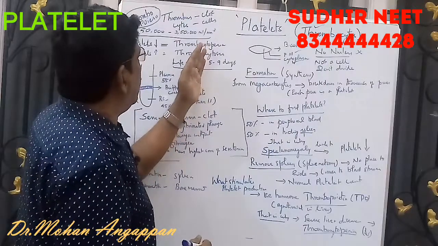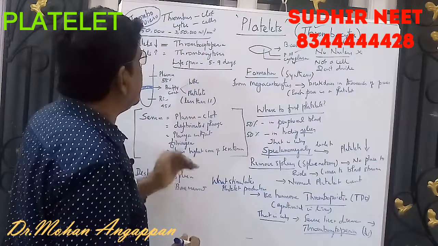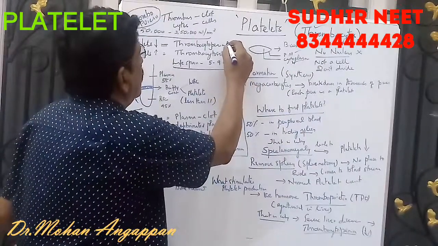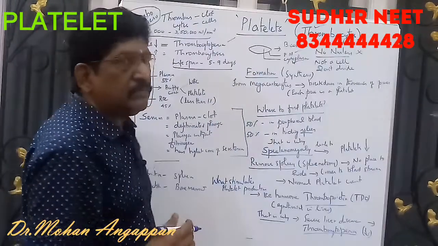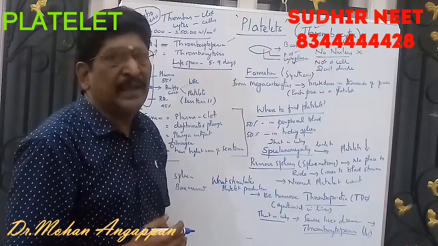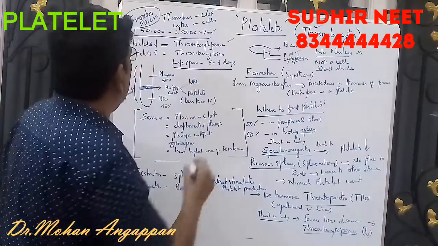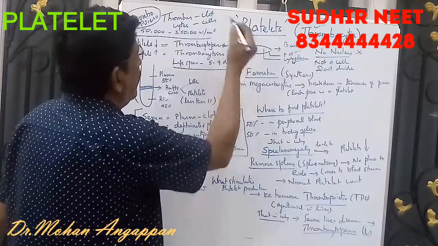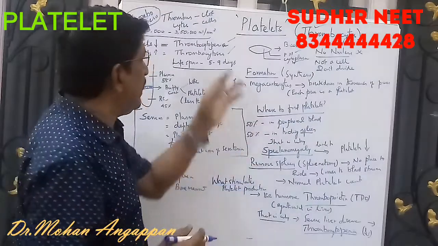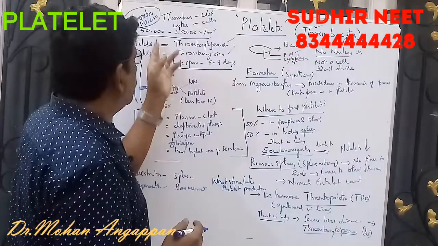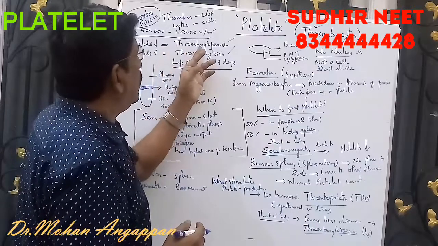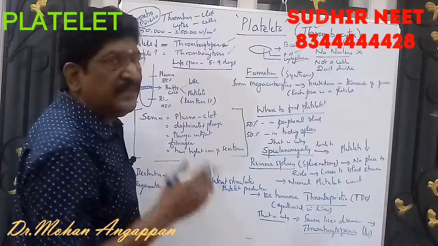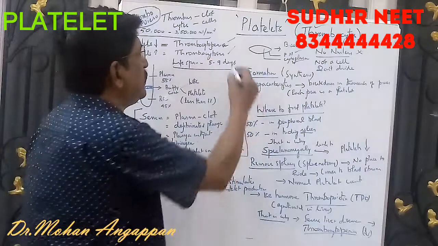If the count of platelets is decreased, that disease is called thrombocytopenia. If the platelet count comes down, that is called thrombocytopenia. If the count increases, then that is called thrombocytosis.